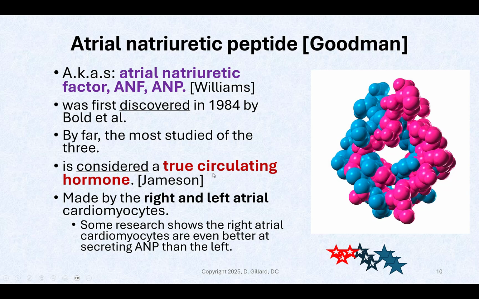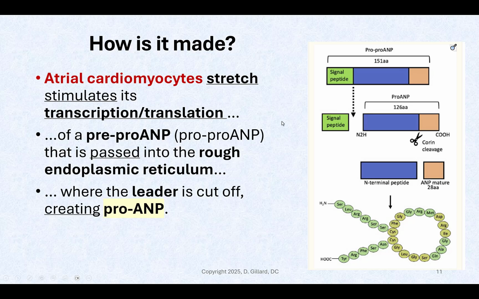And this one is a true circulating hormone. There's no question about it. It has hormonal activity, and it's made in the right and the left myocardial sites of the atria. So it's made in the muscular part of the atria. More so, just a smidge more. They think more in the right than the left, but some authors say they're the same. But it's definitely both atria that can produce them.